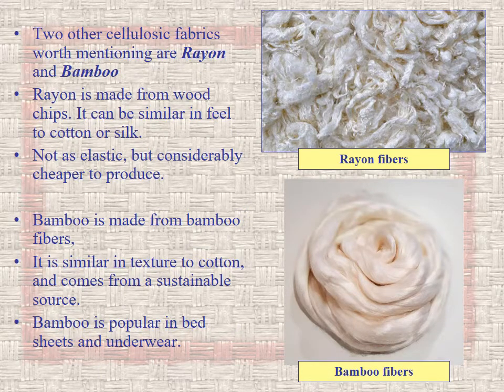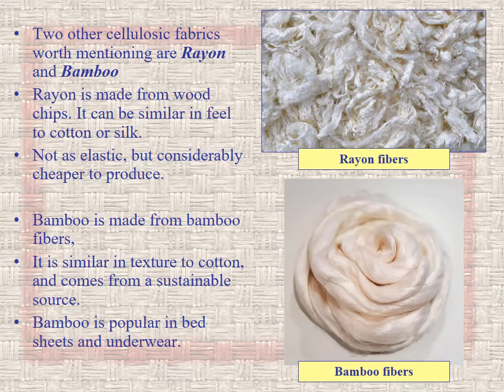Quickly, 2 other cellulosic fabrics worth mentioning are rayon and bamboo. Rayon is made from wood chips. It's similar in feel to cotton or silk. Not as elastic, but cheaper to produce. Some people think rayon is man-made. It's not. It's a natural fiber.